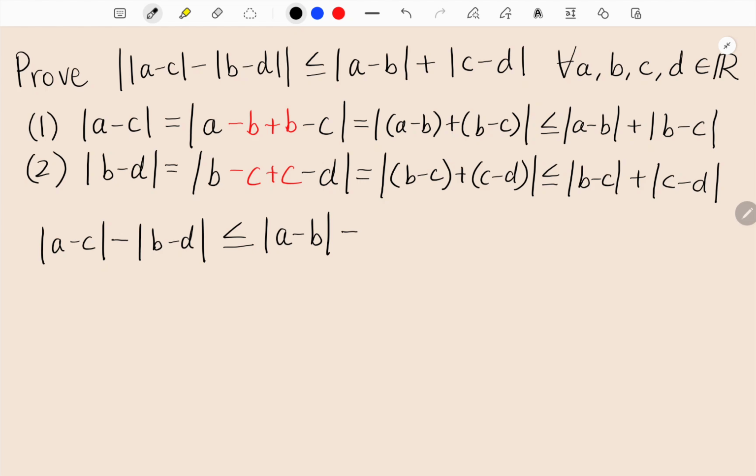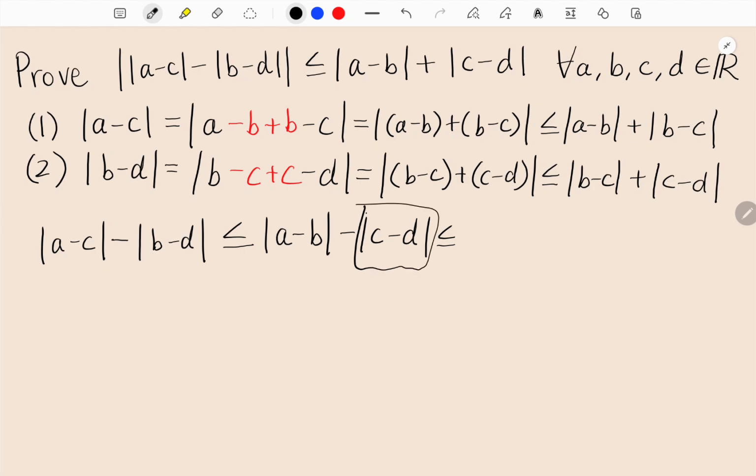Wait, hold on, did I make a mistake somewhere here? Oh no, I did not. So this is less than or equal to the absolute value of a minus b, and then minus, because we are subtracting this term from this term over here, the absolute value of c minus d, which is less than or equal to, so here we go.